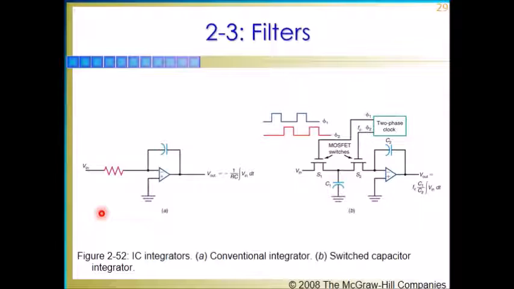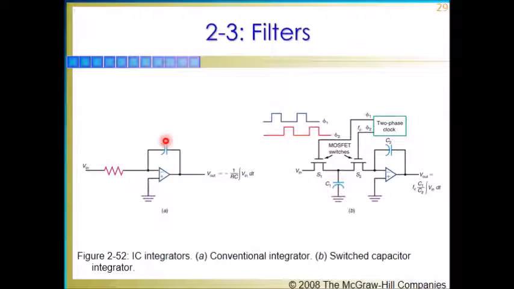The basic building block of SCFs is the classic op-amp integrator as shown in Figure 2-52A. The input is applied through a resistor and the feedback is provided by the capacitor. With this arrangement, the output is a function of the integral of the input: Vout equals negative 1 over RC times the integral of Vin dt. With AC signals, the circuit essentially functions as a low-pass filter with a gain of 1 over RC.